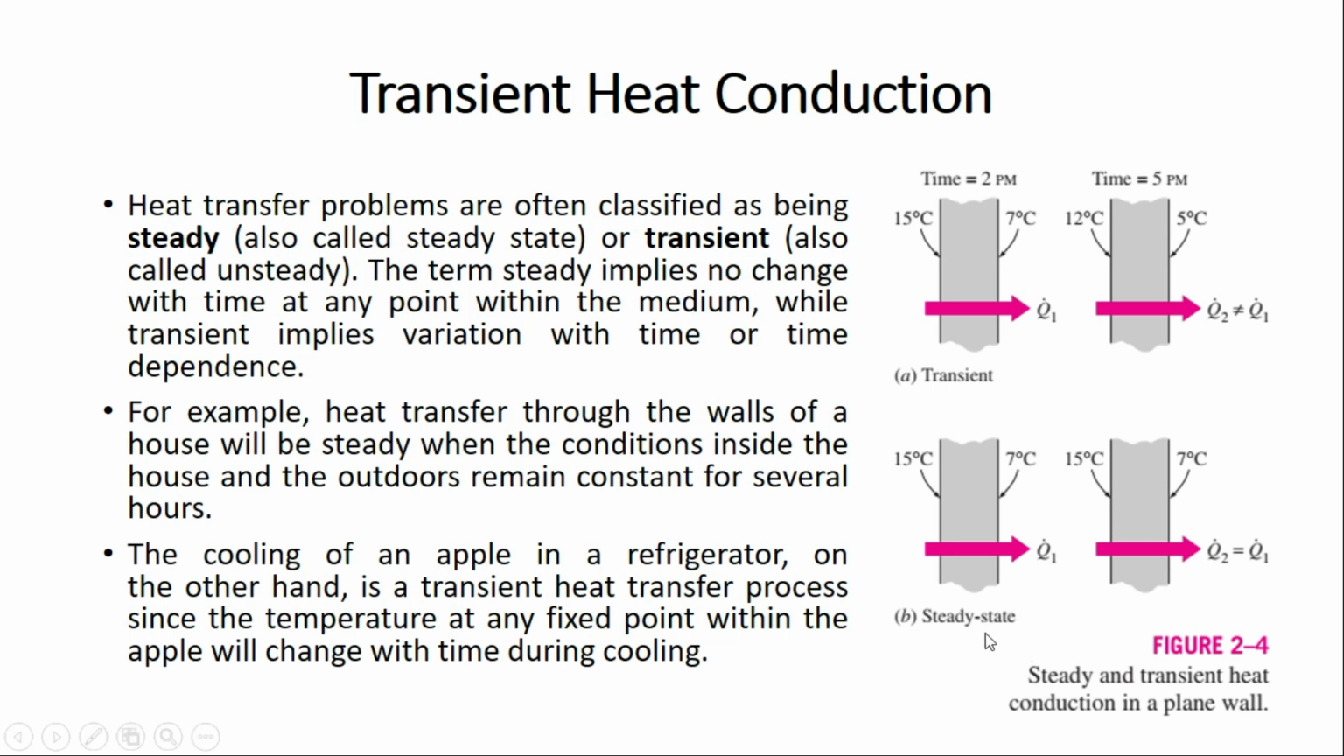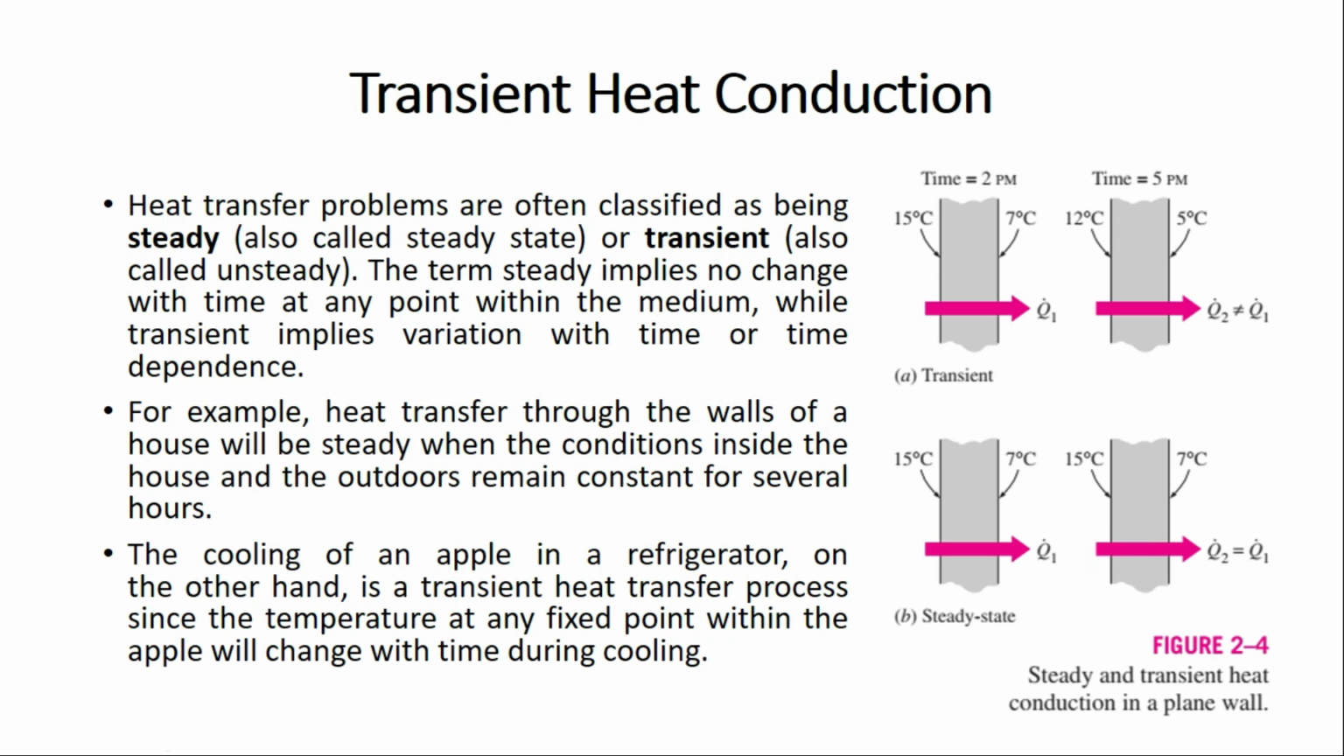Whereas in the case of steady state problems, one side of the wall has a temperature of 15 degrees centigrade and the other side of the wall has a temperature of 7 degrees centigrade at 2 p.m., right? Whereas at 5 p.m., after 3 hours, the temperatures on both sides of the wall are also the same. It means that there is no change in temperature with respect to time. So it means that the rate of heat conduction on both of the walls is equal. So this is the example of steady state heat conduction.